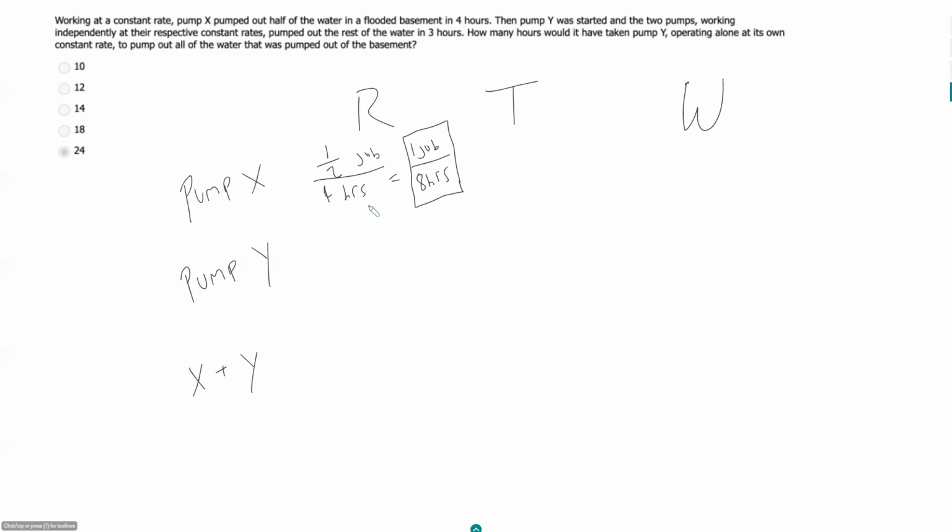So then pump Y was started, and the two pumps working together but independently pumped out the rest of the water in 3 hours. So what does that mean? That is telling me something about the rate when working together. It's not telling me anything really about pump Y. So X and Y working together, they did the remaining half. So their rate is 1/2 of a job. But they did it in 3 hours. So they can do half a job every 3 hours, which is one job every 6 hours.